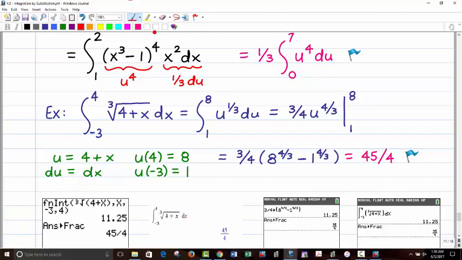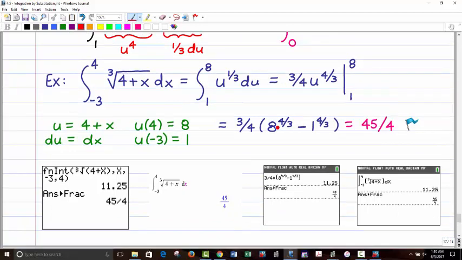Plug in 4. 4 plus 4 is 8. 4 plus -3 is 1. So now we're going from 1 to 8 of u to the 1/3 du, so it makes it 3/4 u to the 4/3, 8 and 1. And so you have 8 to the 4/3 minus 1 to the 4/3, and since 8 and 1 both have cube roots, that's why this is working out to not have a radical answer.